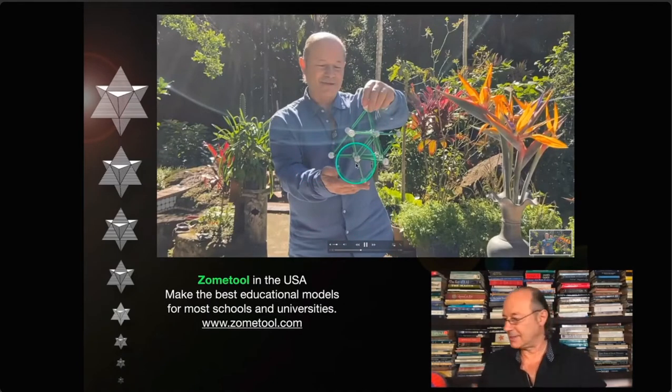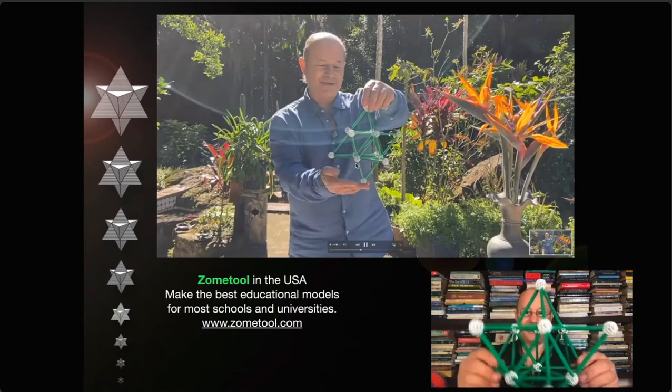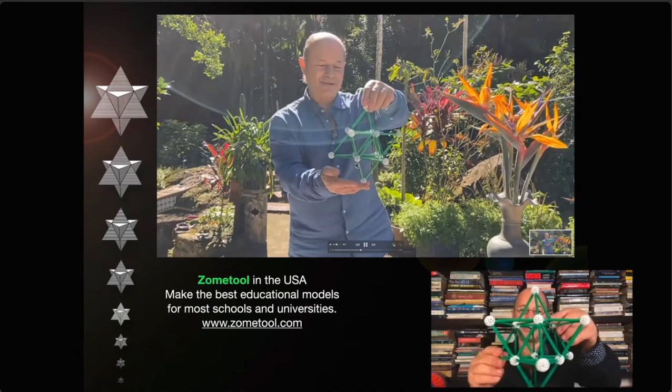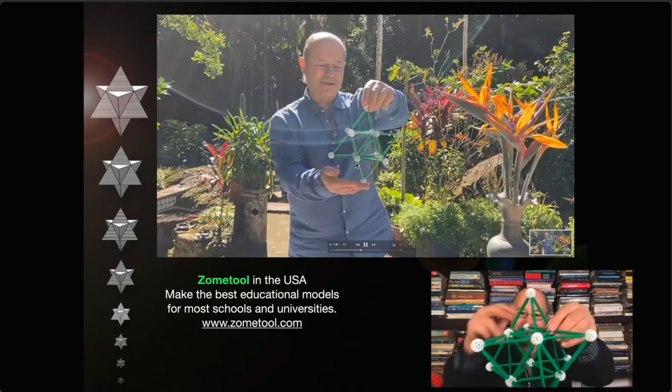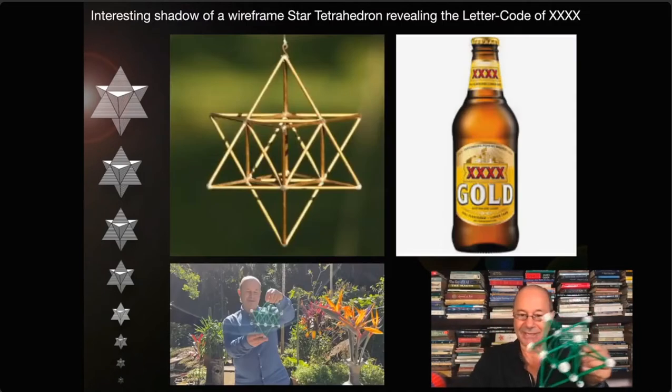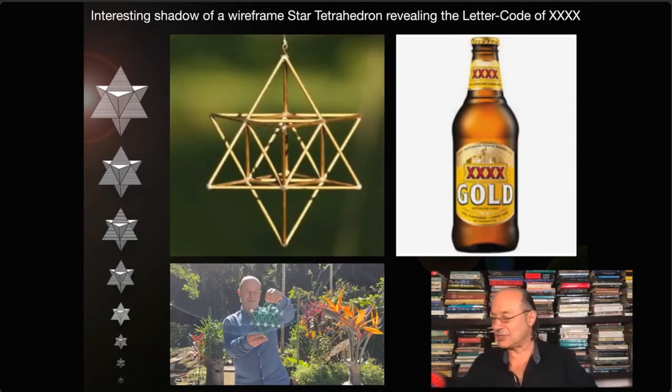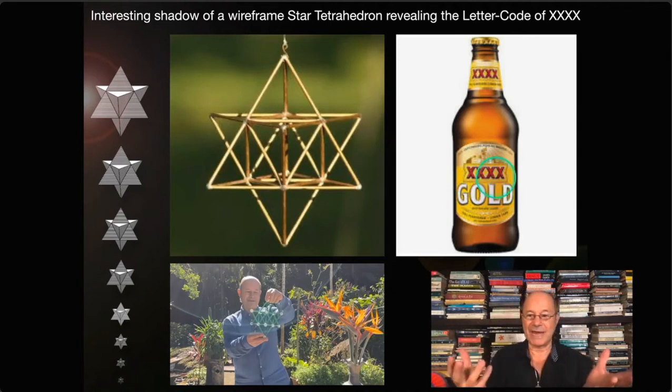So this is the geometry here from Zome tool, but we're going to explore in chapter 3 what's inside. There's a critical shape that's inside the star tetrahedron. I just showed you a wireframe model, but if you look at this tilt angle, you can see 4 X's here, and you could say, well, here's the logo of a beer called Gold, the 4X Gold. Did the creators of this beer know of this sacred geometry that uses the 4 X's? You can see the 4 X's in this model here as well.